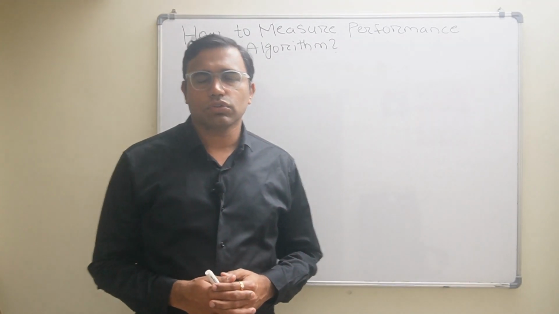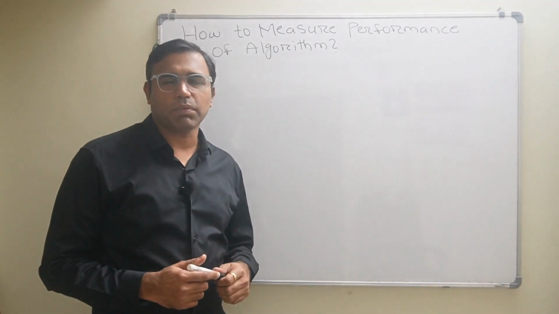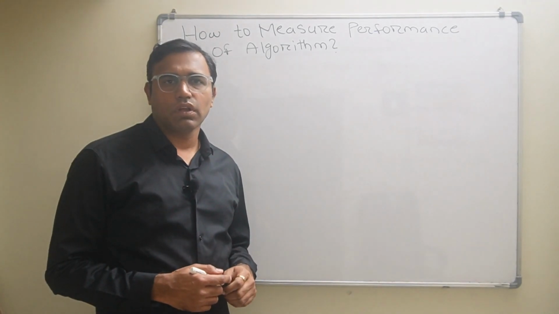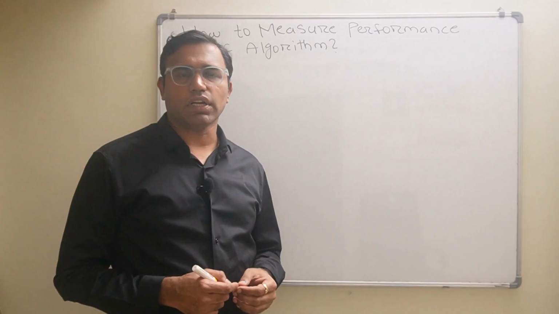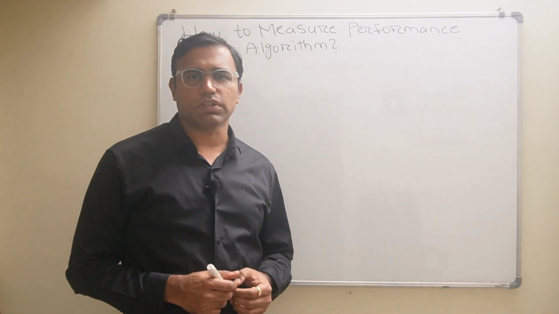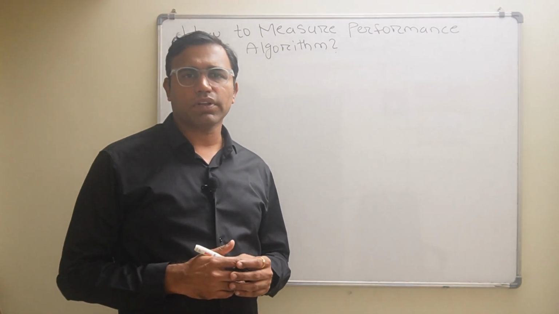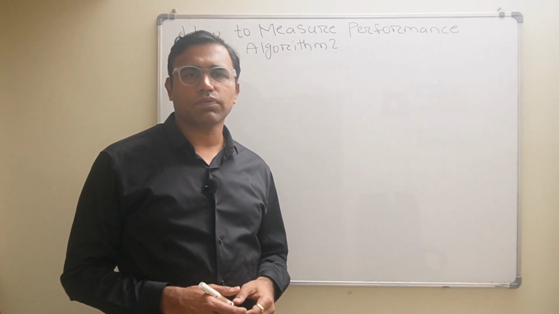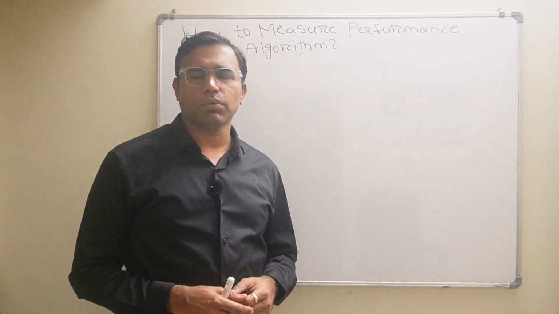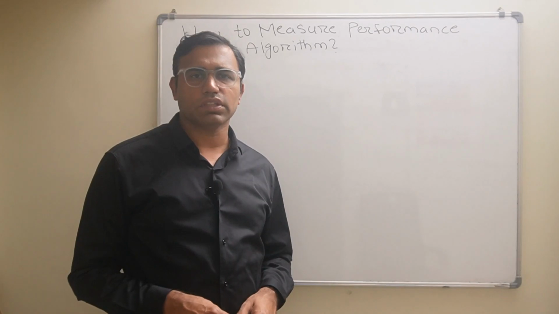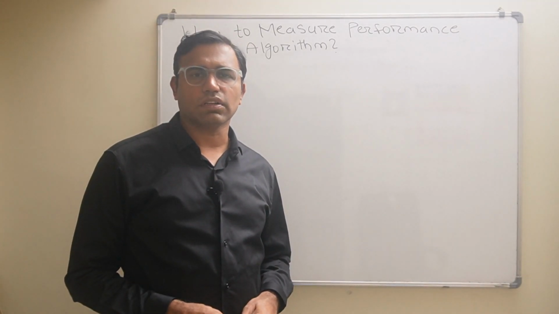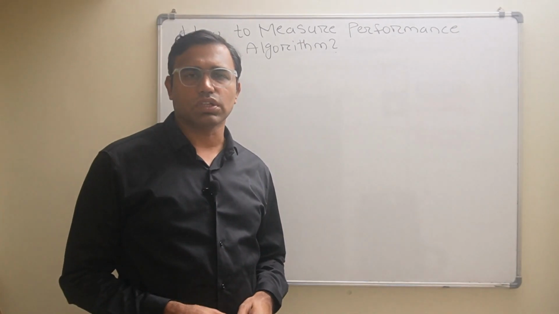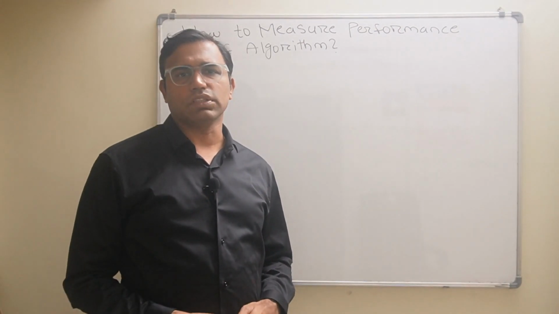Welcome back. In this video we'll see how to measure the performance of an algorithm. The performance of an algorithm is determined in two ways: time complexity and space complexity. Time complexity is the amount of time taken by an algorithm for its execution, and space complexity is the amount of space taken by an algorithm in memory for execution.